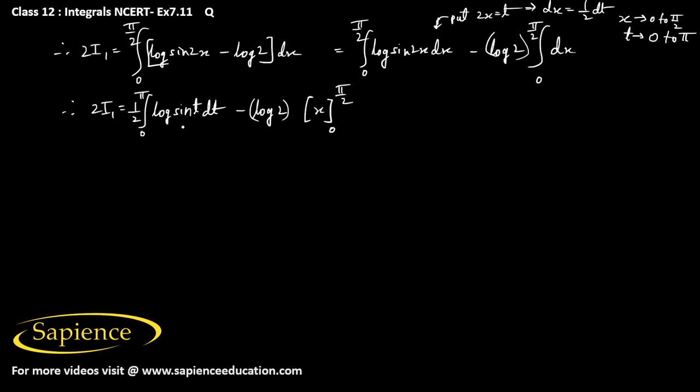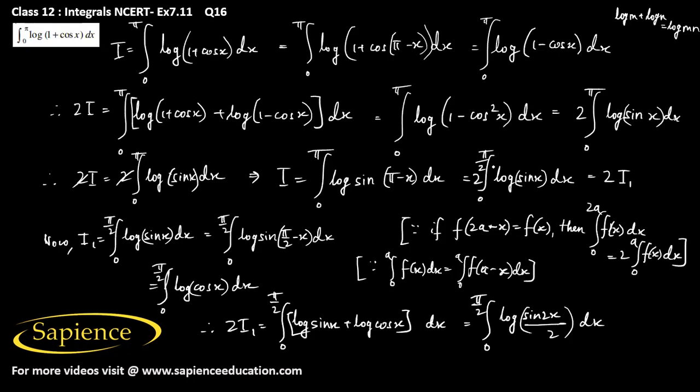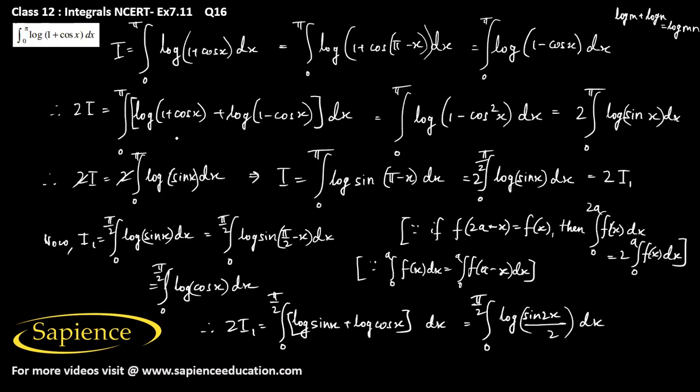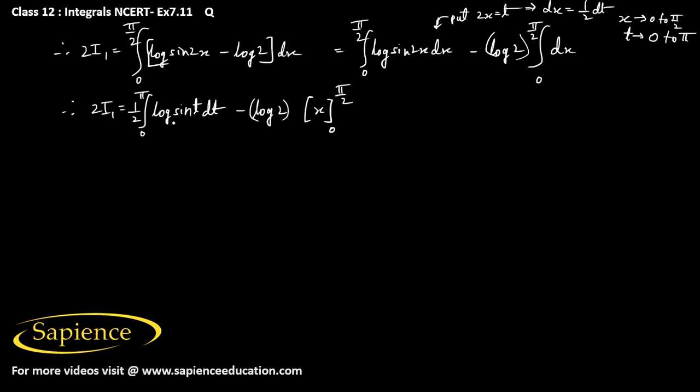Now this integral is actually the integral I only. You can write this as integral I. This is the integral I only, since if we change the name of the variable, the value of the integral will not change. So this is I, so this is also I.